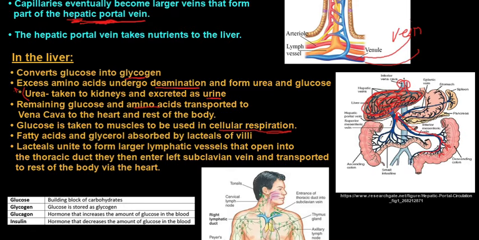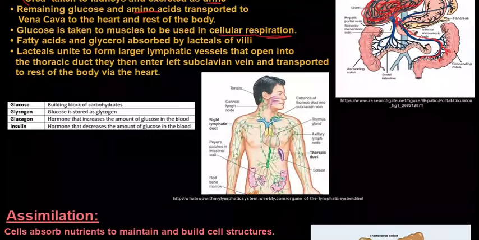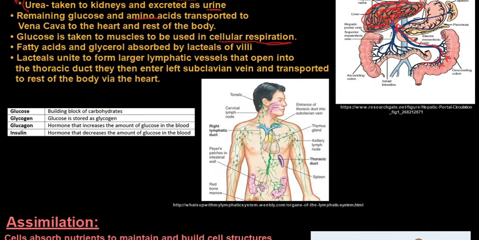And then the fatty acids and glycerol that were absorbed by the lacteals of the villi are now a different story. So let's go a bit down. So the fatty acids and glycerol absorbed by the lacteals of the villi, the lacteals unite to form a larger lymphatic vessel that opens into the thoracic duct. They then enter the left subclavian vein and are transported to the rest of the body via the heart.